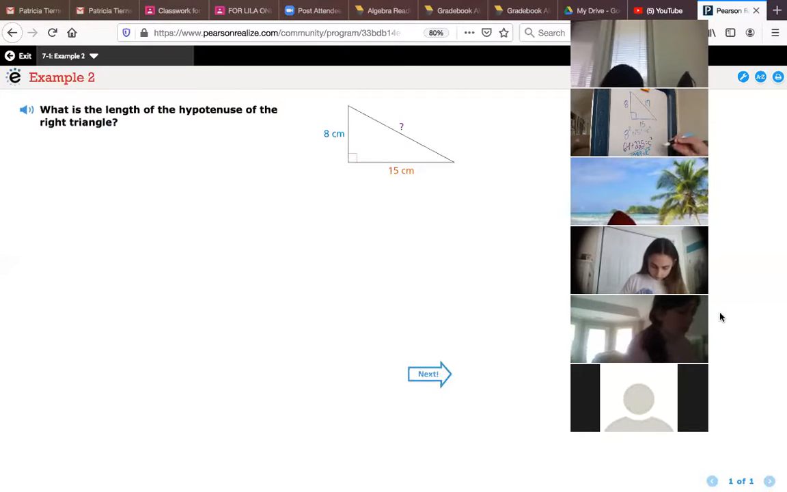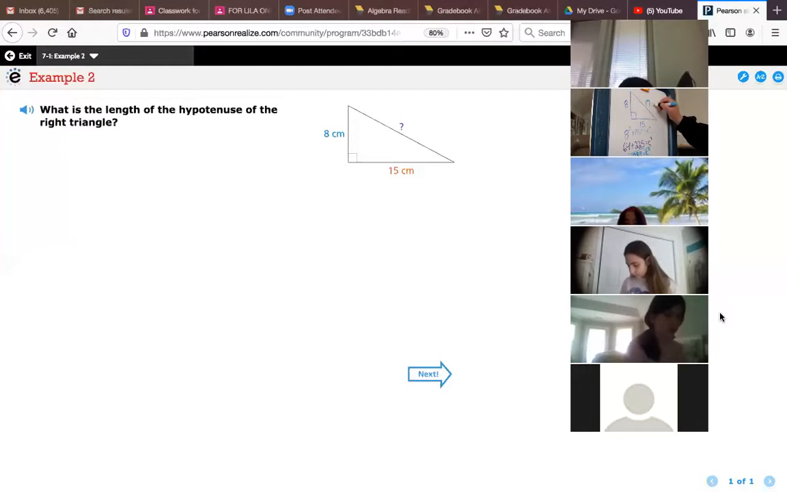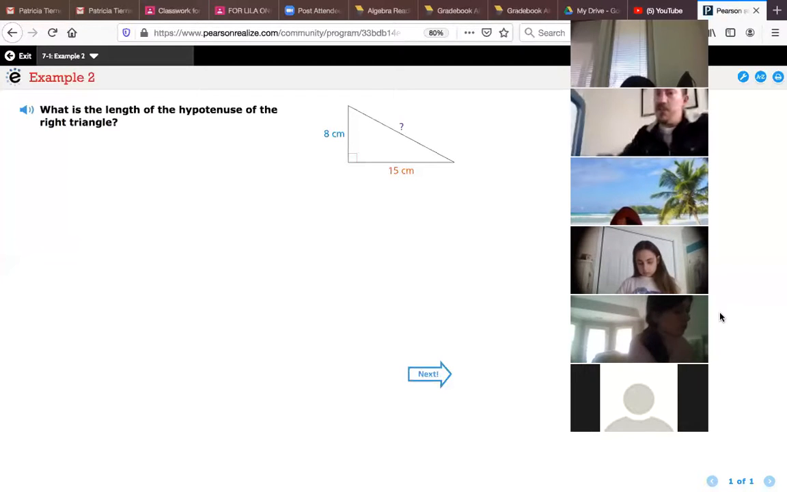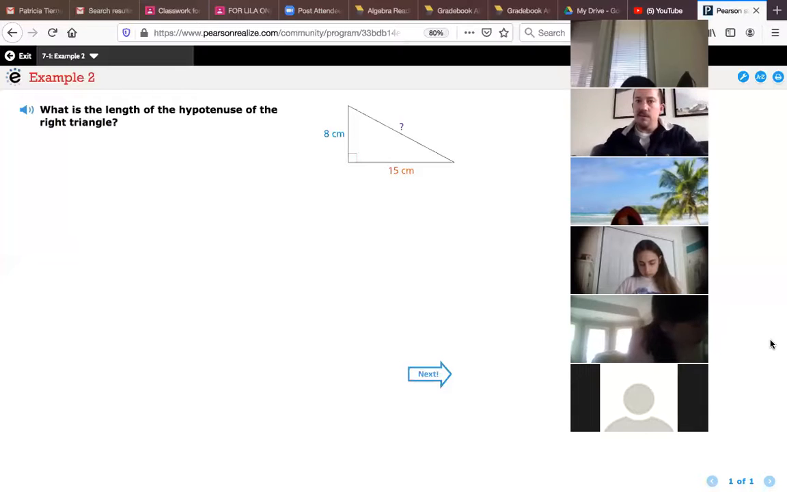So remember, we're not saying that 8 plus 15 equals 17. That's not what we're saying. We're saying that 8 squared plus 15 squared equals 17 squared. Okay. So the answer on this one is that this side is going to be 17 centimeters. These are all centimeters. Questions, please raise your hand if you have questions, guys. Okay. No one's raising their hand, so I'm going to assume that you guys are good on this so far.